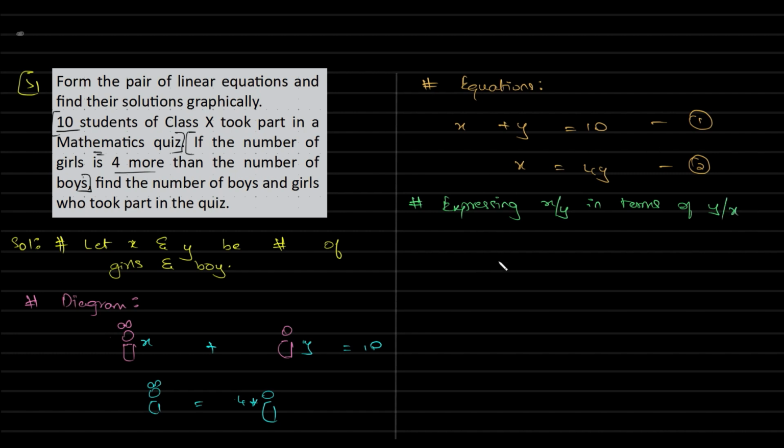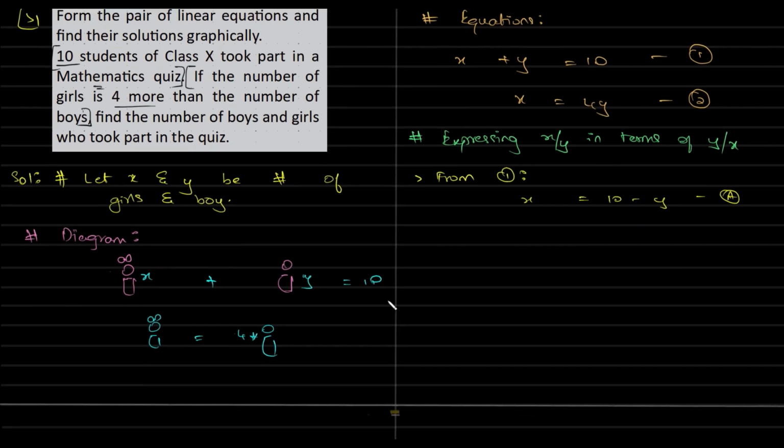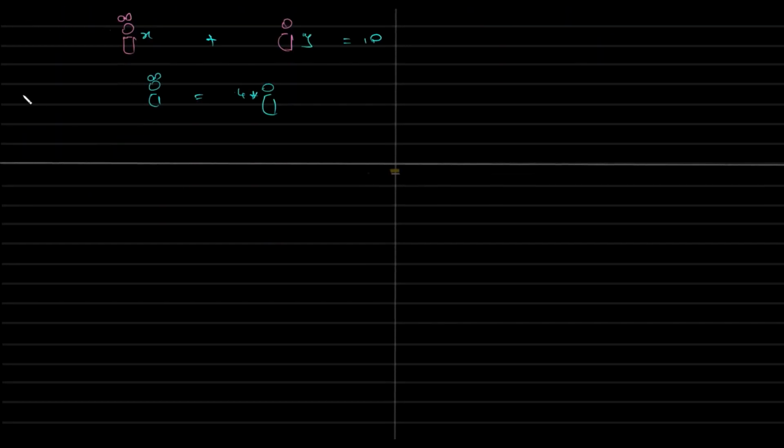So for the first equation, it's quite simple. Either I can go with x or y. So let's go with x being equal to 10 minus y. We will call it equation A. And equation 2 is already expressed, x is equal to 4 times y. So we need not touch that.